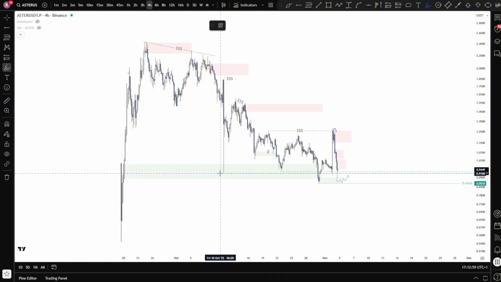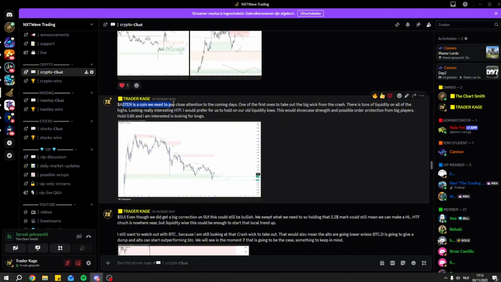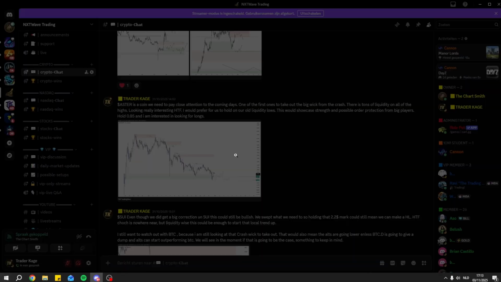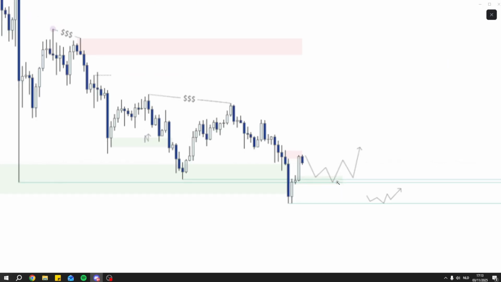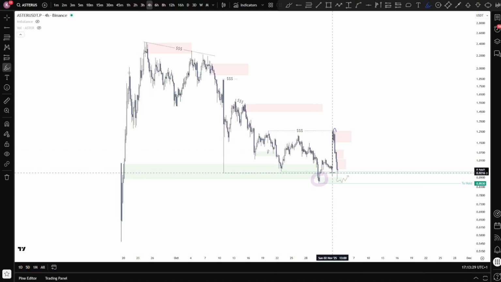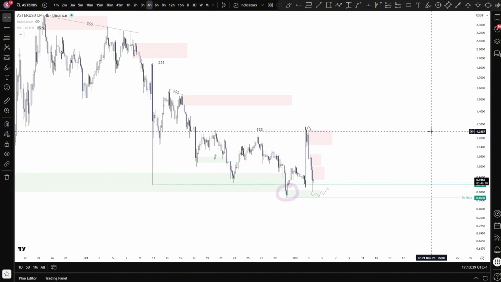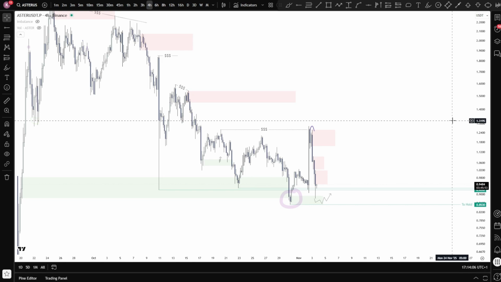And that is because Aster was one of the first ones who've actually taken out that crash wick. I also acknowledged that and I made a chart about it in the Discord. I told everyone we need to pay close attention the coming days, that there was tons of liquidity on the highs to be taken out. I wanted to use this old liquidity as support and then continue higher. That's also what we have gotten, and it was a great move we got. But we've just delivered that whole move back, and I honestly didn't expect it. But then again, we don't trade expectations, but we trade confirmations.